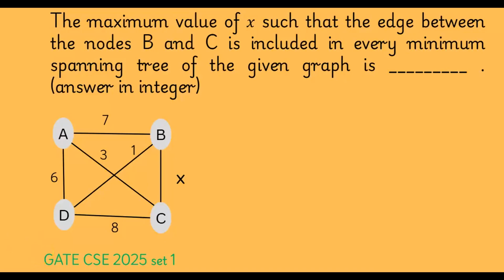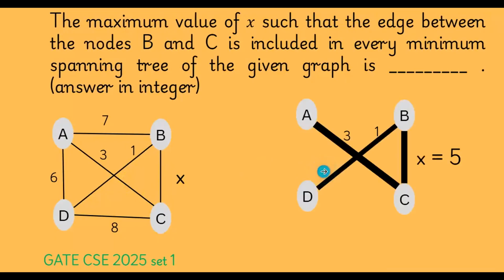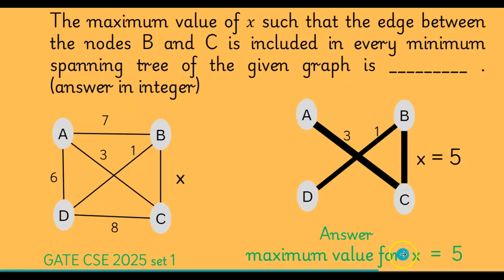Let us apply Kruskal's algorithm for finding the minimum spanning tree of this graph. As you know, in Kruskal's algorithm, we choose the edges in the ascending order of their weights. So 1, 3 is chosen. If this is to be selected, this weight should be less than these 6, 7, 8. So the answer is x is equal to 5. The maximum value for x is 5. Observe here the maximum value, because the value may be less than 5 also, but the question is asked for the maximum value. So the maximum value is 5.